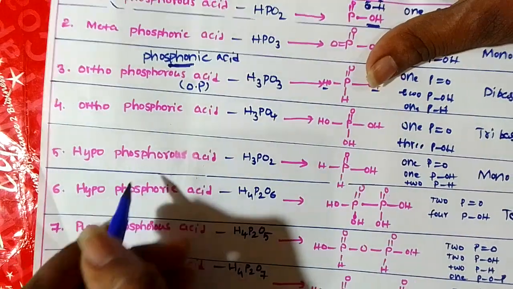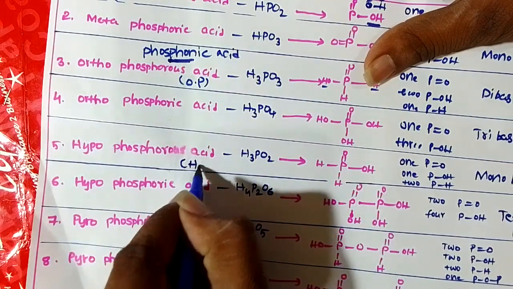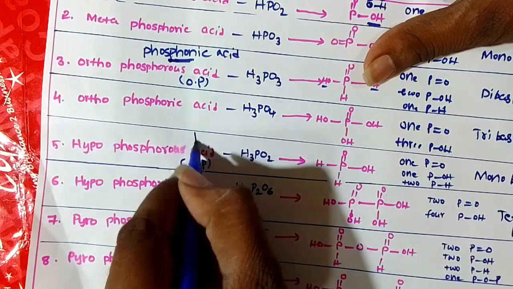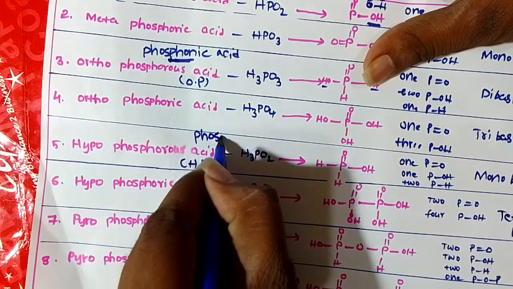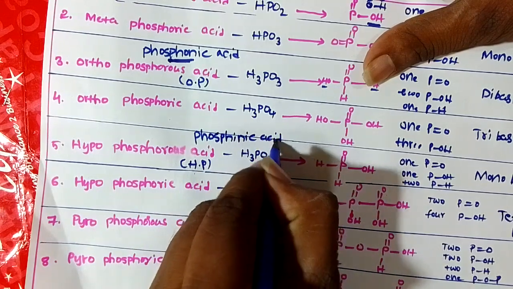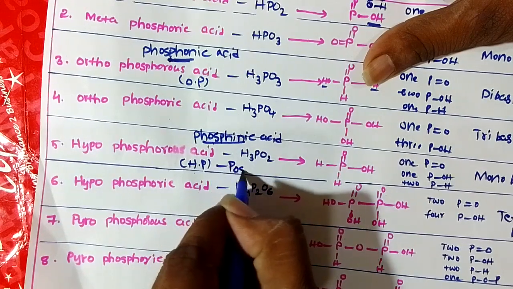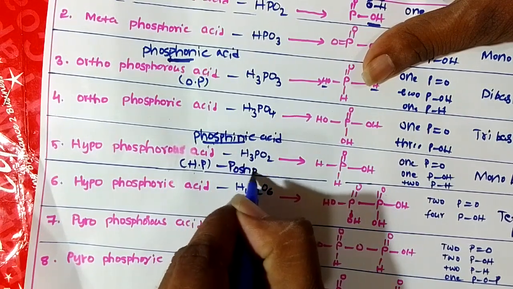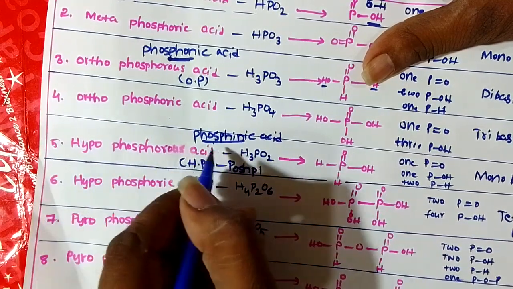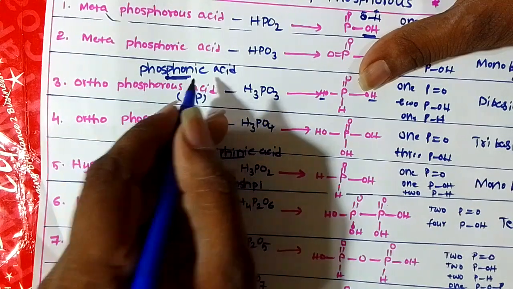Okay, next hypophosphorous acid. In shortcut we can say HP, and another name of hypophosphorous acid is phosphinic acid. Remember that code: HP, phosphine. Hypophosphorous acid is also called phosphinic acid, and orthophosphorous acid is also called phosphonic acid.